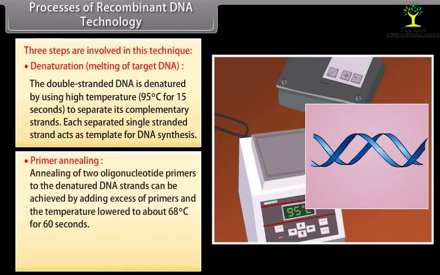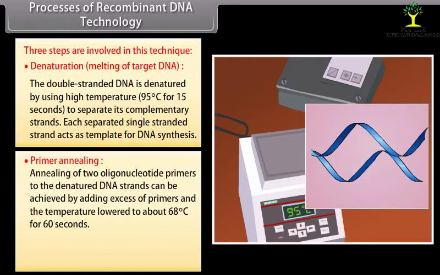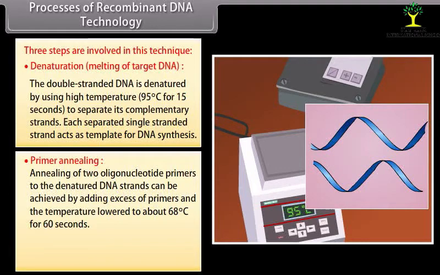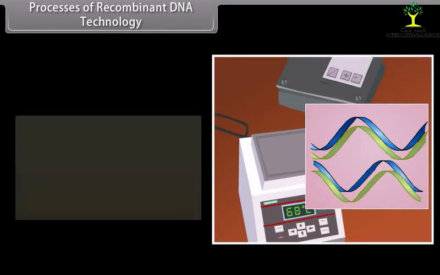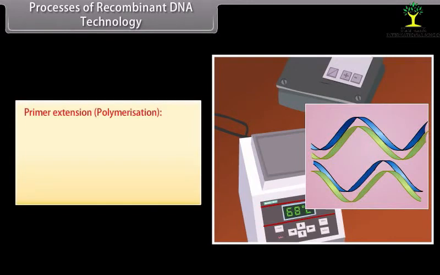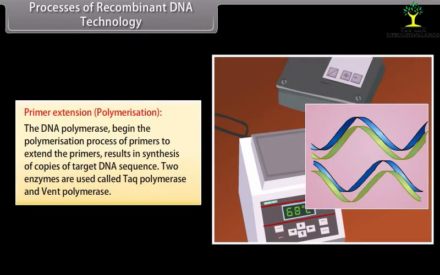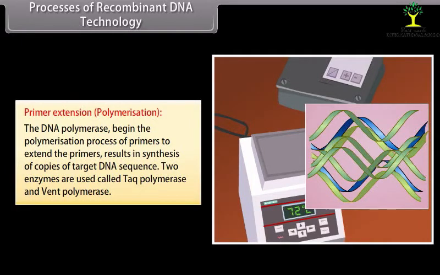Primer annealing. Annealing of two oligonucleotide primers to the denatured DNA strands can be achieved by adding excess of primers and the temperature lowered to about 68 degrees Celsius for 60 seconds. The primers form hydrogen bonds and are annealed to the DNA on both sides of the DNA sequence. Primer extension, polymerization. The DNA polymerase begins the polymerization process of primers to extend the primers, which results in synthesis of copies of the target DNA sequence. Two enzymes are used, called Taq polymerase and Vent polymerase.